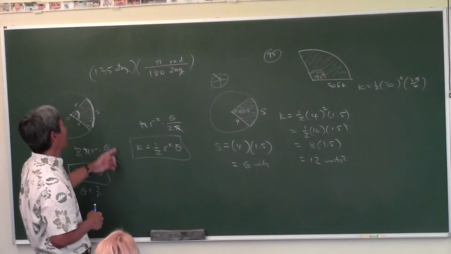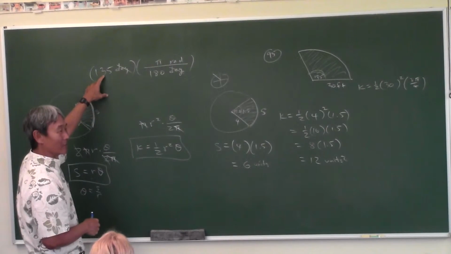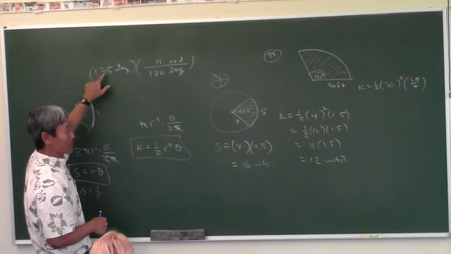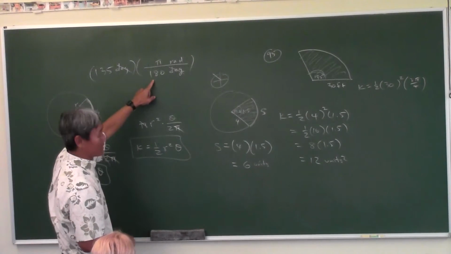Okay, let me ask you this. How do I know if 9 can go into both of these? How do I know 9 goes into that? Yeah, you add the digits. 1 plus 3 plus 5 is 9. If 9 can go into that, that means 9 can go into the number. What about this? Can 9 go into that?